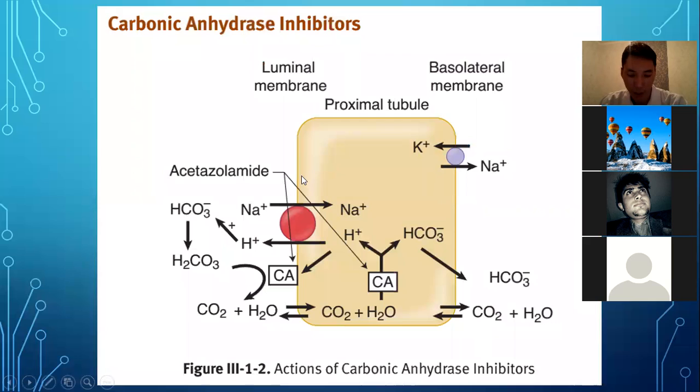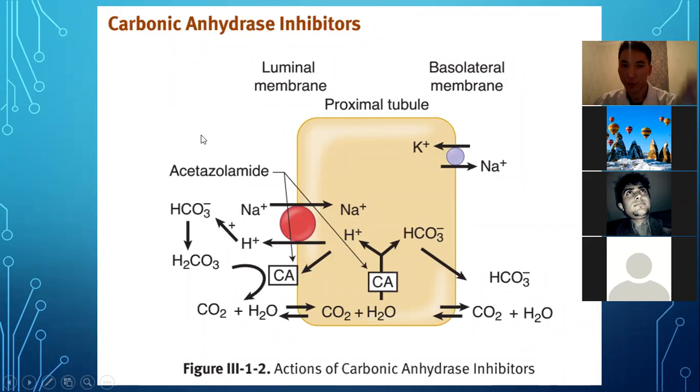Now, let's come to the carbonic anhydrase inhibitors. These are the substances which inhibit or block the activity of carbonic anhydrase enzymes. There are different types of carbonic anhydrase enzymes, but we will be considering here only two of these types. Now, this part is the luminal membrane part.